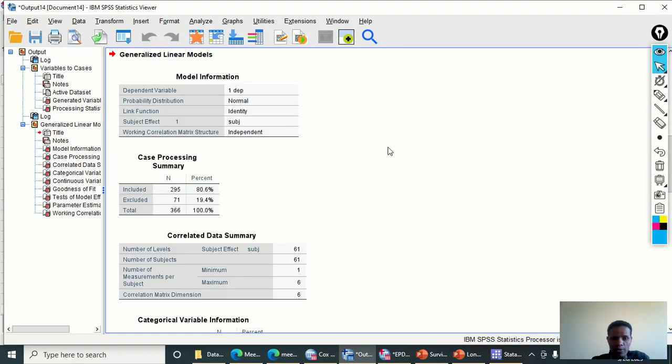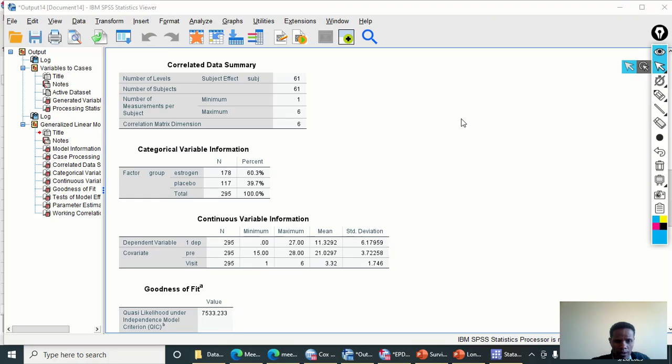So here is the result for the generalized linear model, that is the generalized estimating equation. What it tells us in the model information is that the dependent variable is depression. The probability distribution is normal, because the outcome variable is continuous. The link function is identity. The subject effect is subject, and the working correlation structure is independent. Okay, case processing summary, the included cases and the excluded cases. Since around 71 missing values are there, they are excluded.